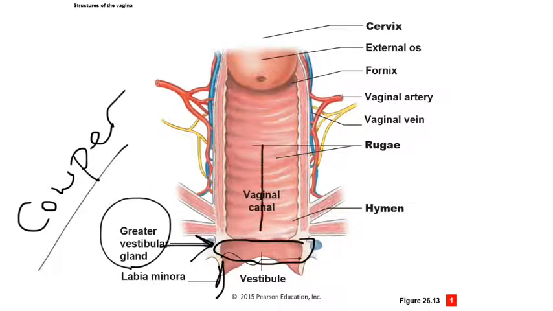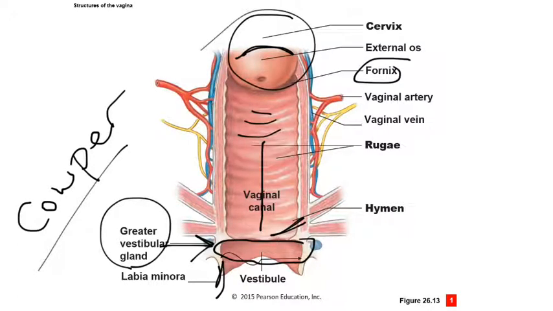The vaginal canal, the hymen would be a very thin layer in this area, and then the rugae, you can see the folds, the fornix, the external os, the mouth if you will, and then the cervix itself. There's also a vaginal artery and a vaginal vein, bringing blood to and from.